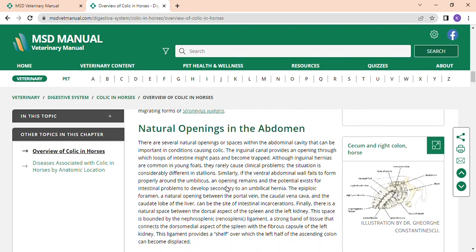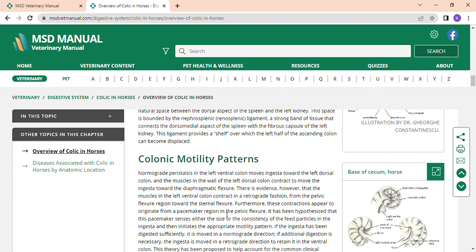Natural openings in the abdomen. There are several natural openings or spaces within the abdominal cavity that can be important in conditions causing colic. The inguinal canal provides an opening, which is common in young foals. They rarely cause clinical problems. The situation is considerably different in stallions. Similarly, if the ventral abdominal wall fails to form properly around the umbilicus, an opening remains, and the potential exists for intestinal problems to develop secondary to an umbilical hernia.